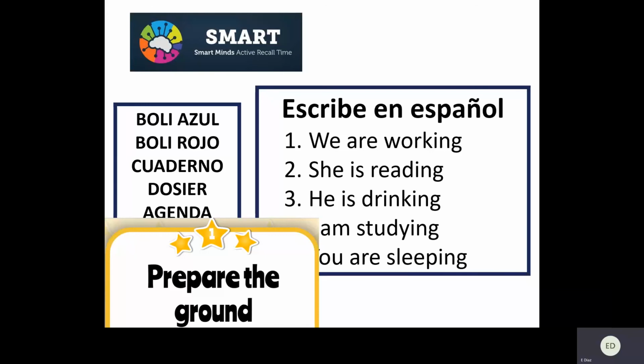So this is my first tip when it comes to metacognition. I would say you need to prepare the ground. You need to make sure that students are very, very ready to learn the strategy that you want to teach them.